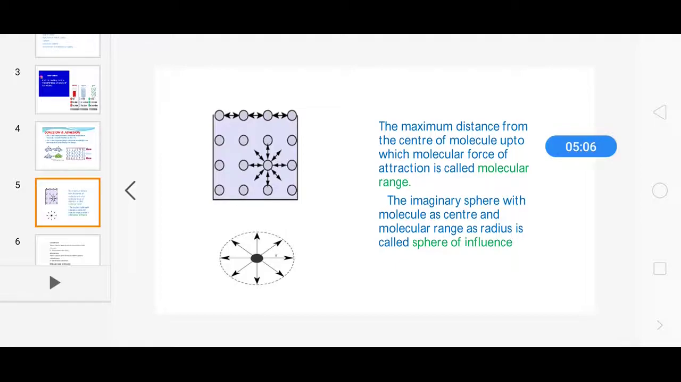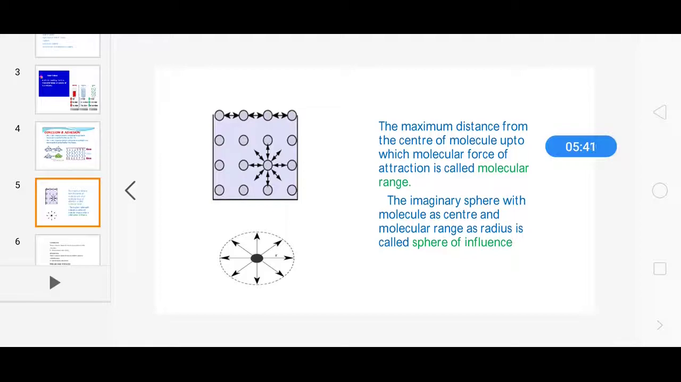The sphere of influence is nothing but an imaginary sphere with the molecule as center, and the molecular range as radius. We know that the molecular range is nothing but the maximum distance from the molecule up to which the molecular force exists from that molecule. So here the molecular range and the sphere of influence are clearly visualized on the basis of diagrams. You can see the slide here.